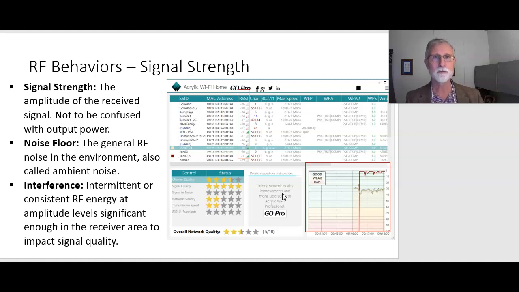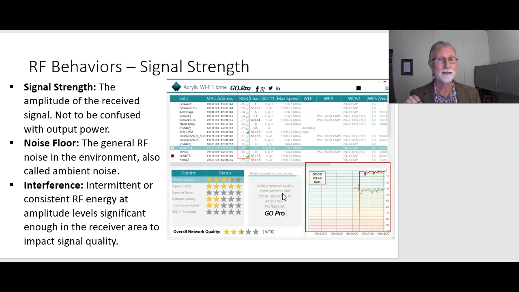With all the electronics, computers, motors running around, it generates a certain amount of background noise, and to have any valid RF signal to be received, you've got to be above that noise floor. Now, the term interference is intermittent RF energy that at certain amplitudes can impact the ability of a receiver to hear something. Those are the three major categories, behaviors that when you're planning a system, you need to take into consideration.